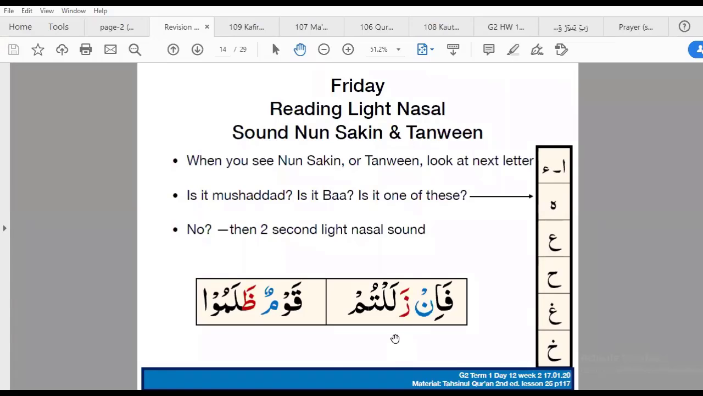So whenever you see Noon Sakin, you have to look at the next letter to see what sound you will be making. It's very, very important that first of all, if you don't know already, you must learn these letters here in this column. Alif or hamza, ha, ain, ha, ghain or kha. These are the letters that you just have to learn, and once that's in your mind, it will become easier for you to apply this rule.